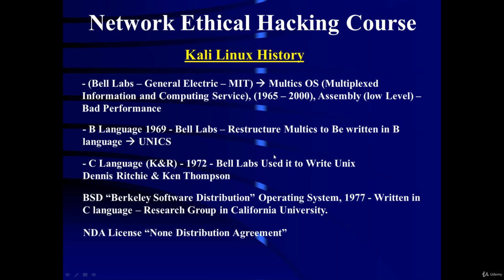In 1964, Bell Labs, General Electric, and the MIT Institute started the Multics operating system. This operating system was written in assembly language. Assembly is a very low-level language. The performance was bad and it was just a poor operating system.